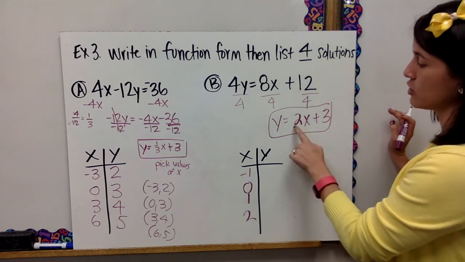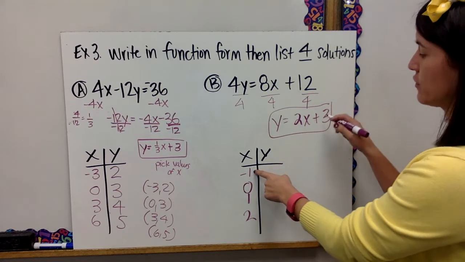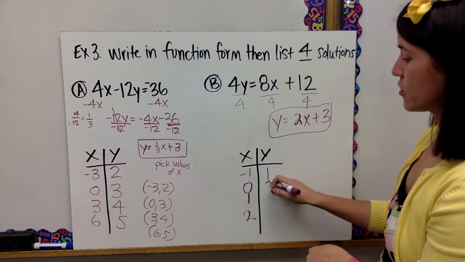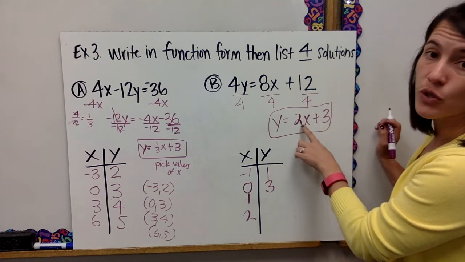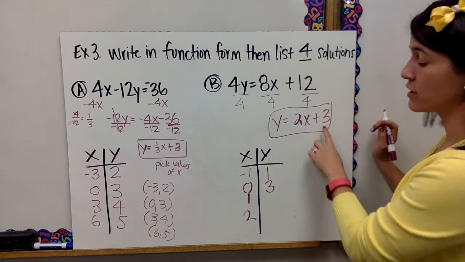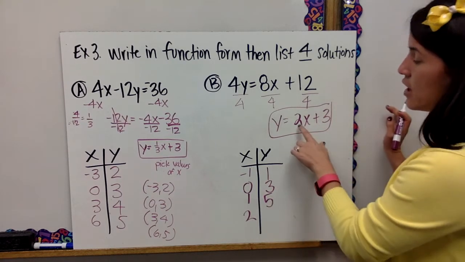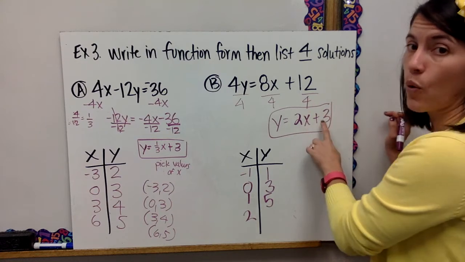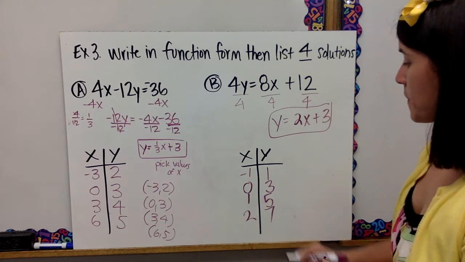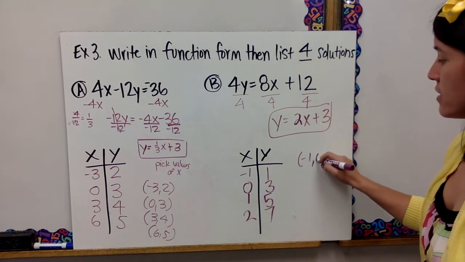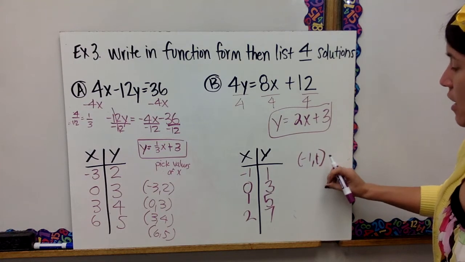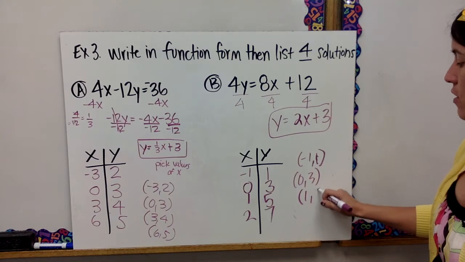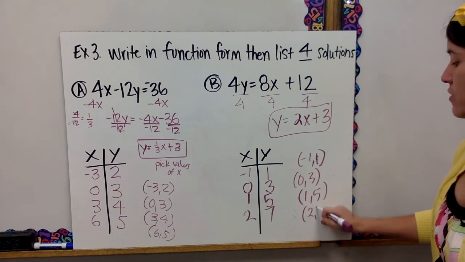So I plug them in. 2 times -1 is -2, plus 3 is 1. 0 plus 3 is 3. 2 times 1 is 2, plus 3 is 5. 2 times 2, so I'm plugging in 2 times 2 is 4. 4 plus 3 is 7. My solutions are ordered pairs: -1, 1; 0, 3; 1, 5; 2, 7.